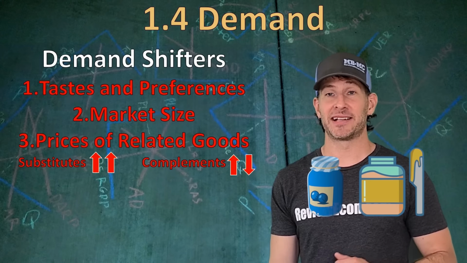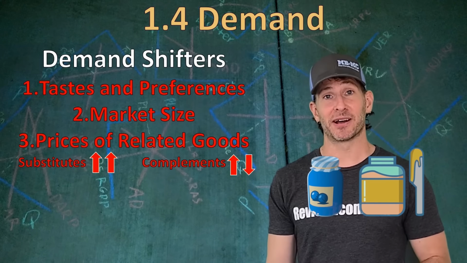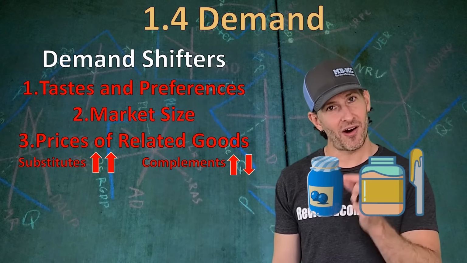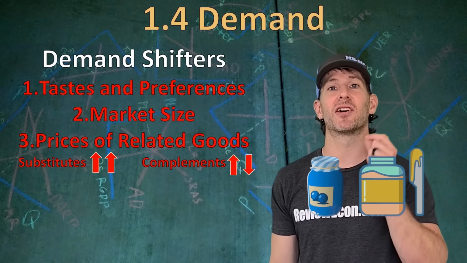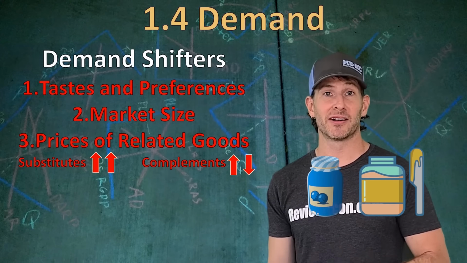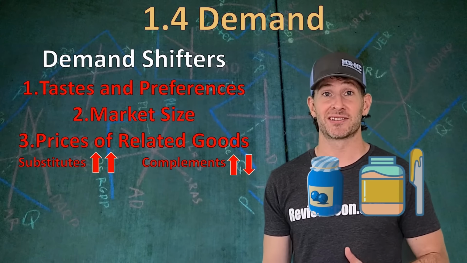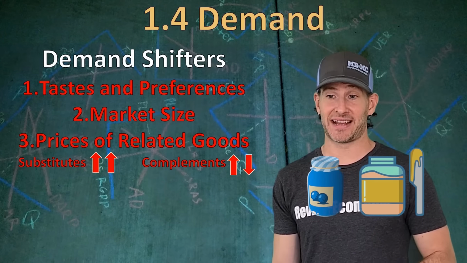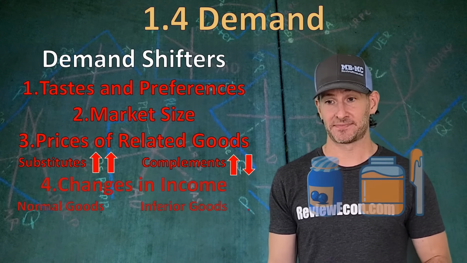Here we have the complements, jelly and peanut butter. When the price of jelly goes up, people buy less jelly, but it also causes us to decrease our demand for peanut butter because they go hand in hand. Bread and butter, toothpaste and toothbrushes, ice cream and ice cream cones. All different examples of complementary goods.